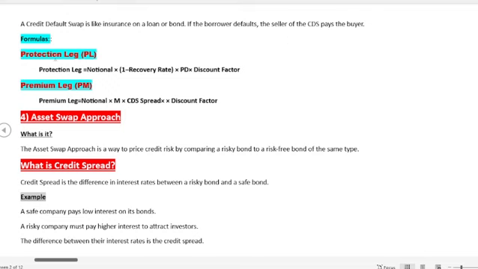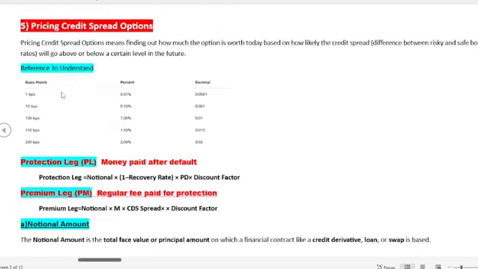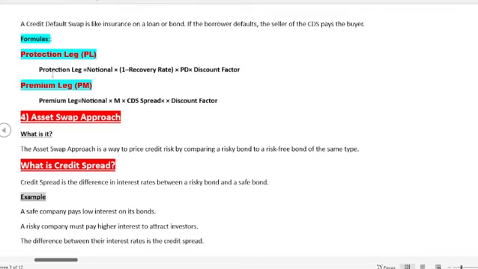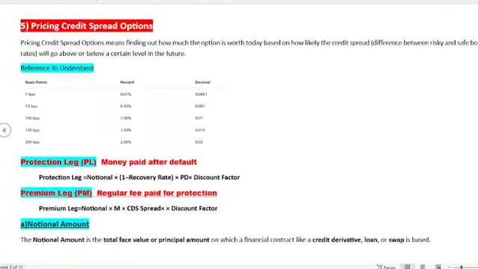Okay, so the formula has the protection leg, PL, and the premium leg, PM. I try to explain the protection leg, the premium leg, and the formula. In the protection leg formula, we have the notional multiplied by one minus the recovery rate, multiplied by PD and the discount factor. Just look at the formula here on slide number 2; in the upcoming slide number 3, I have explained every part of the formula.